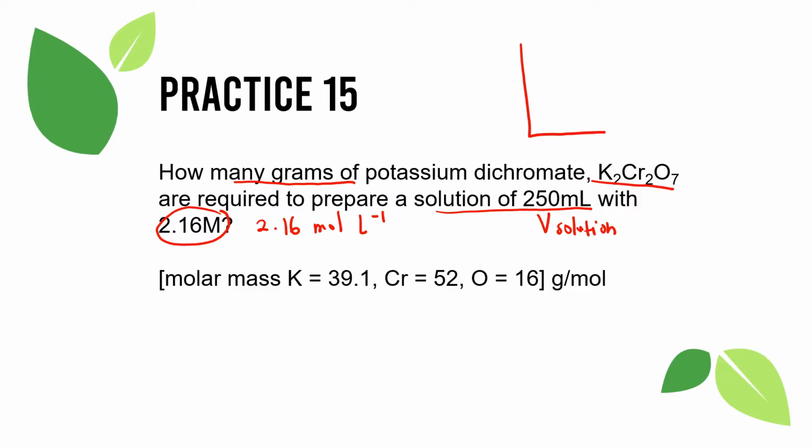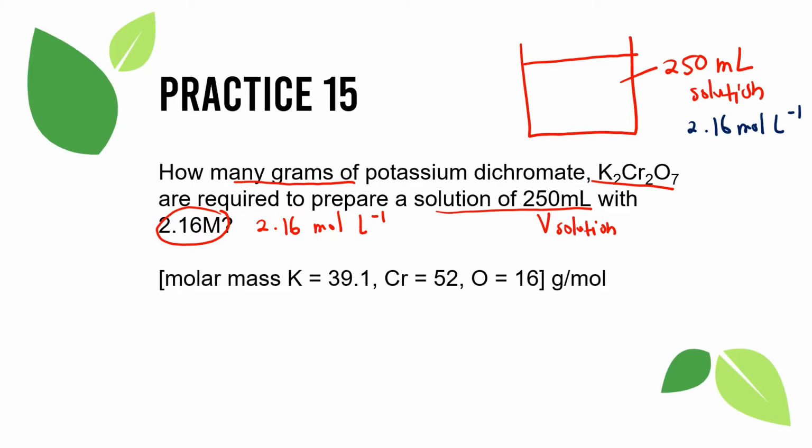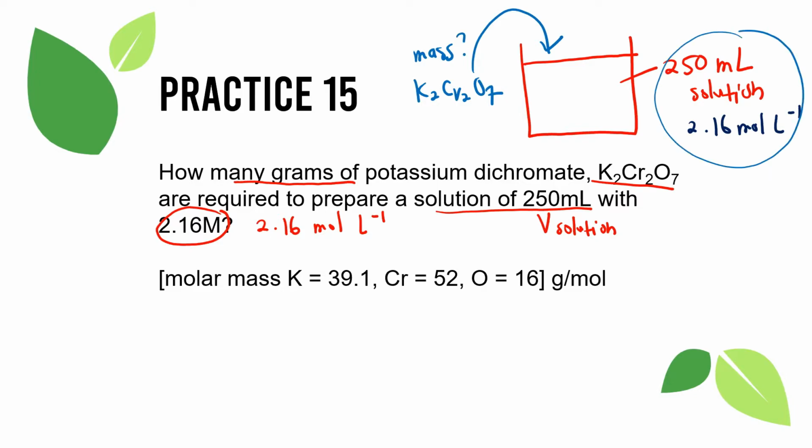So from this information, we already have 250 ml of solution with concentration 2.16 mole per liter. Previously, in order to form this solution, we have added potassium dichromate maybe into water, okay, as a solvent. But now the question is, how much potassium dichromate has been added into this water to form this solution?